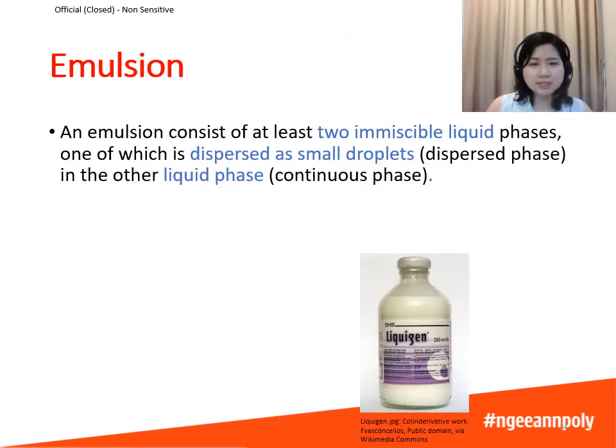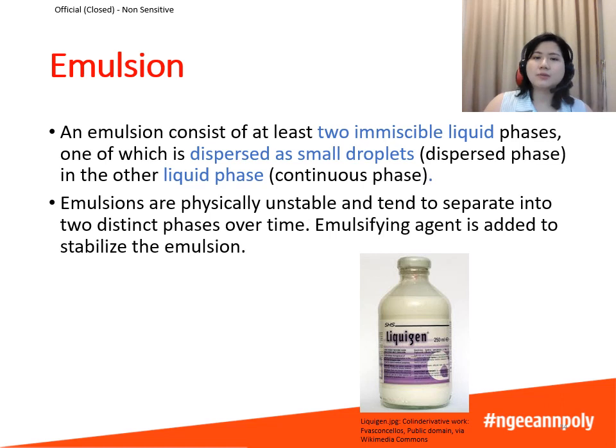An emulsion consists of at least two immiscible liquid phases, oil and water. One liquid phase is dispersed as small droplets in the other liquid phase. We know that oil and water don't mix well, so emulsions are physically unstable and tend to separate into two distinct phases over time. An emulsifying agent is added to stabilize the emulsion.